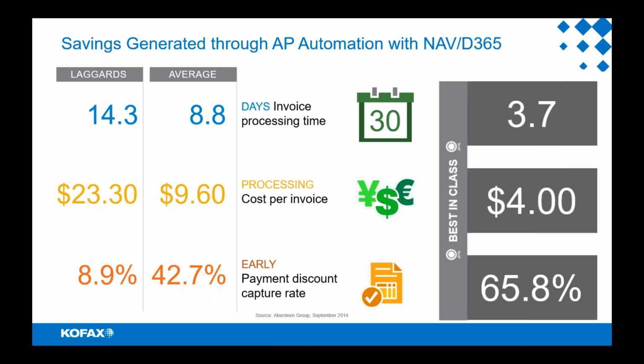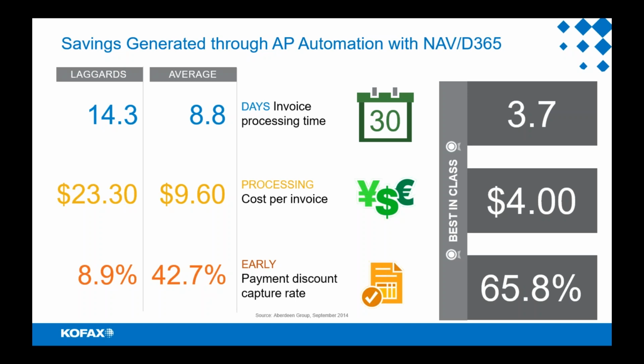So if you look at the best in class numbers, and as you think about this journey of those stair steps and moving towards accounts payable automation, think about the fact that in the industry, in a best in class, companies that are doing this today, they're seeing invoices processed through their environment in less than 4 days. They're getting their cost per invoice down to as little as $4 per invoice, and they're ultimately capturing about 2/3 of the early payment discounts. So you can do this, and you can do this by leveraging the accounts payable features that are available inside of Dynamics NAV and Dynamics 365.